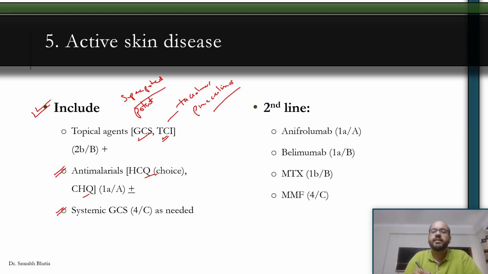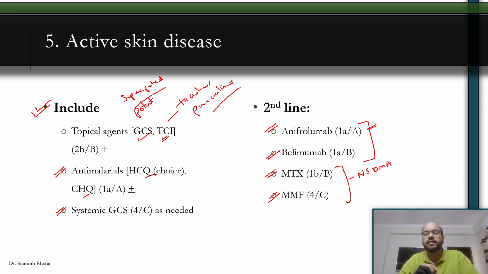The second line drugs include anifrolumab, belimumab, methotrexate, and mycophenolate mofetil. So the lower two are non-steroidal immunosuppressive drugs. I think I will not use the word NSAIDs. I will use non-steroidal disease modifying agents. And the first two are biologicals, anifrolumab and belimumab. We have discussed them in the member-specific video in SLE. So if you know how they act, mention that in the comment section, and I know that you have seen that video. Let's move forward.